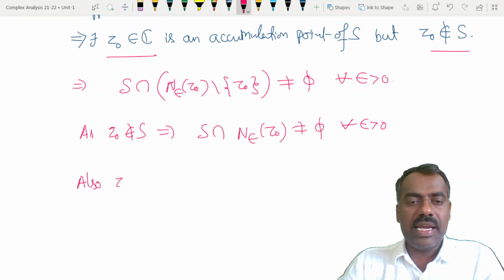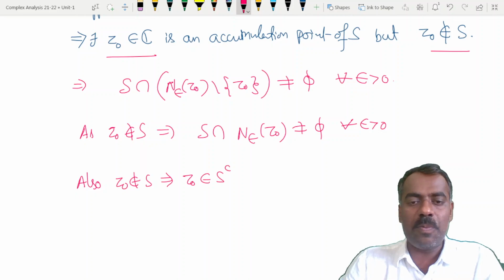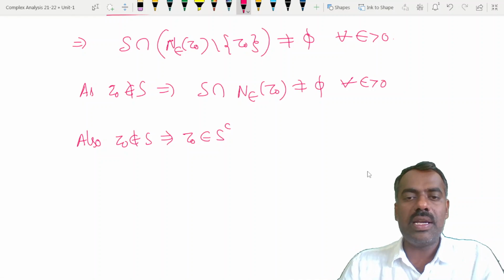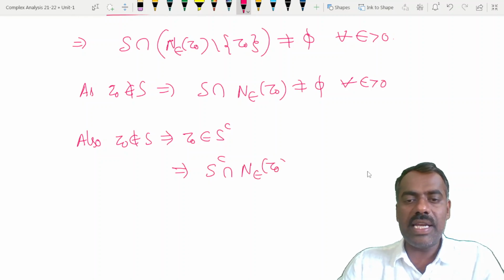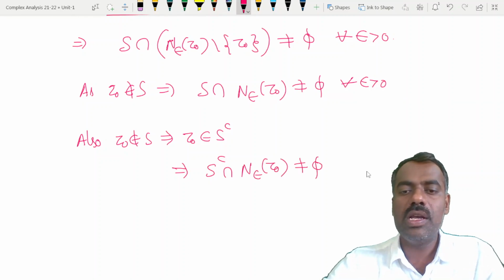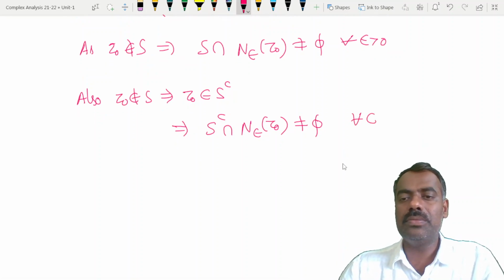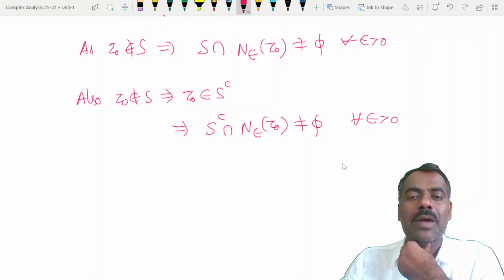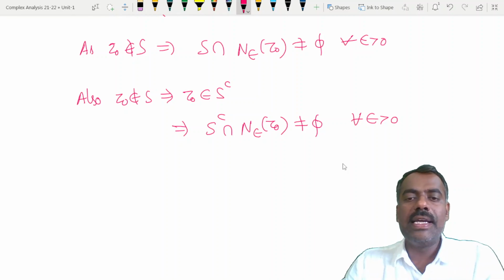Also Z naught is not in S. This implies Z naught is in S complement. Yes or no? Right? This implies this S complement intersection with N epsilon of Z naught is also non-empty. This is true for all epsilon greater than 0. Why? What is the common element? At least one element, can you give which is common? Z naught. Very good. Z naught is there in this neighborhood as well as S complement, right?